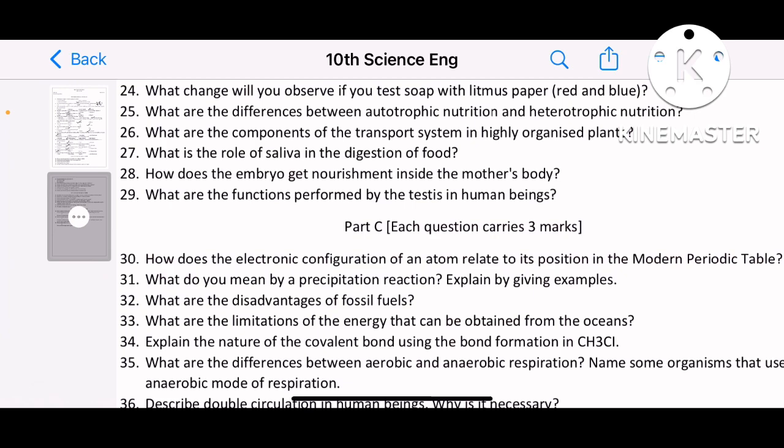Next question is, how does the embryo get nourishment inside the mother's body? The answer to this question is, embryo gets nourishment through the placenta. Placenta is a disc embedded in the wall.